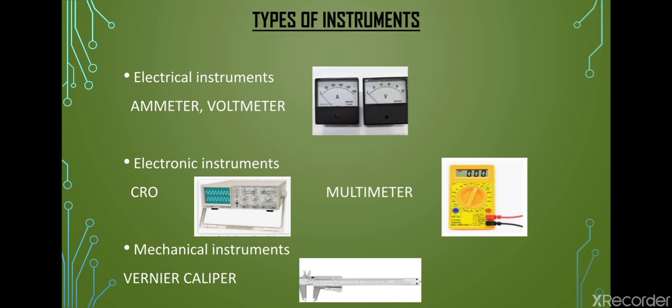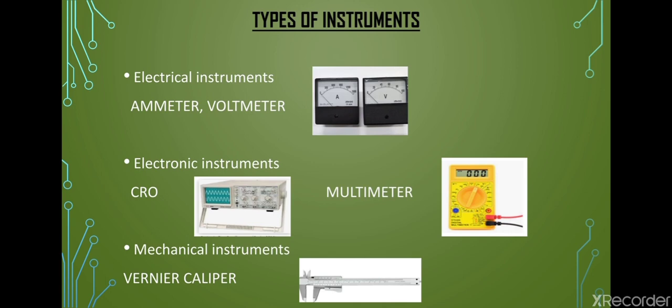Electronic instrument is a device for determining a value or variable such as voltage, current and resistance. For example, CRO displays the waveform of the signal and allows the measurement of frequency, timing, etc., and also analyzes the waveform of electronic signal. Another example is multimeter, which measures the voltage, current and resistance.